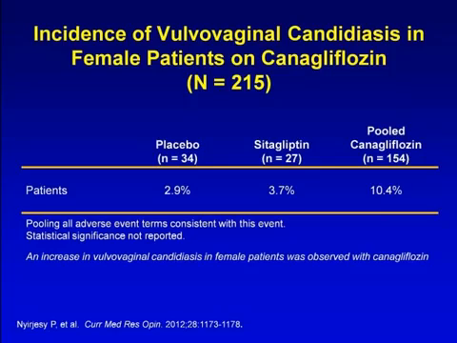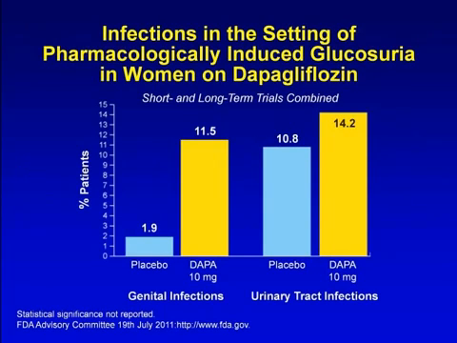Here is the incidence of vulvovaginal candidiasis in female patients treated with canagliflozin and compared with placebo and sitagliptin, which both the latter two are equal, being about 3%, whereas it was significantly more at 10.4% with canagliflozin. And this has been looked at in another trial and presented at the FDA on the rates of genital infections and urinary tract infections with dapagliflozin. The increase in urinary tract infections compared to placebo is actually quite small, whereas the major increase appears to be in terms of genital mycotic infections.